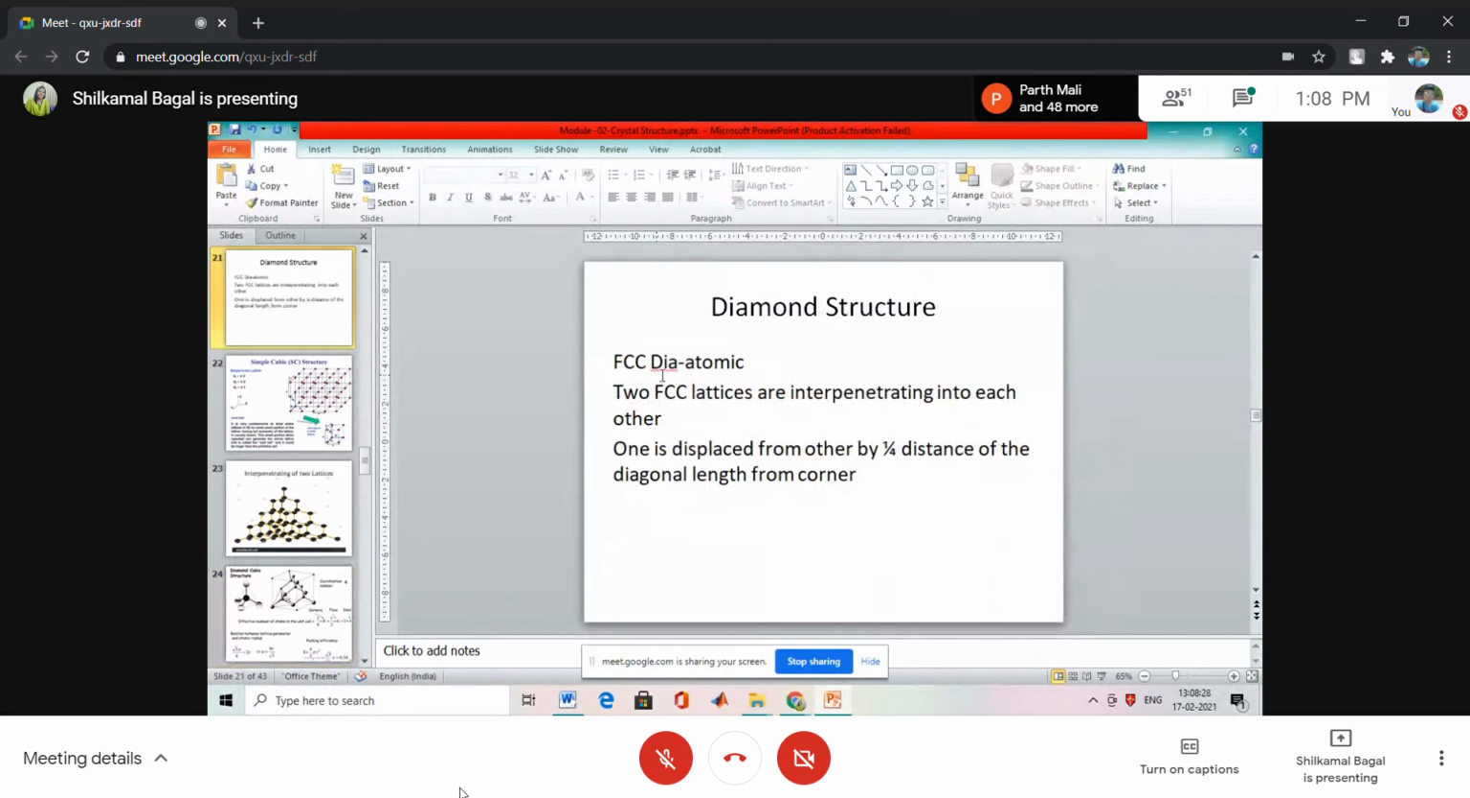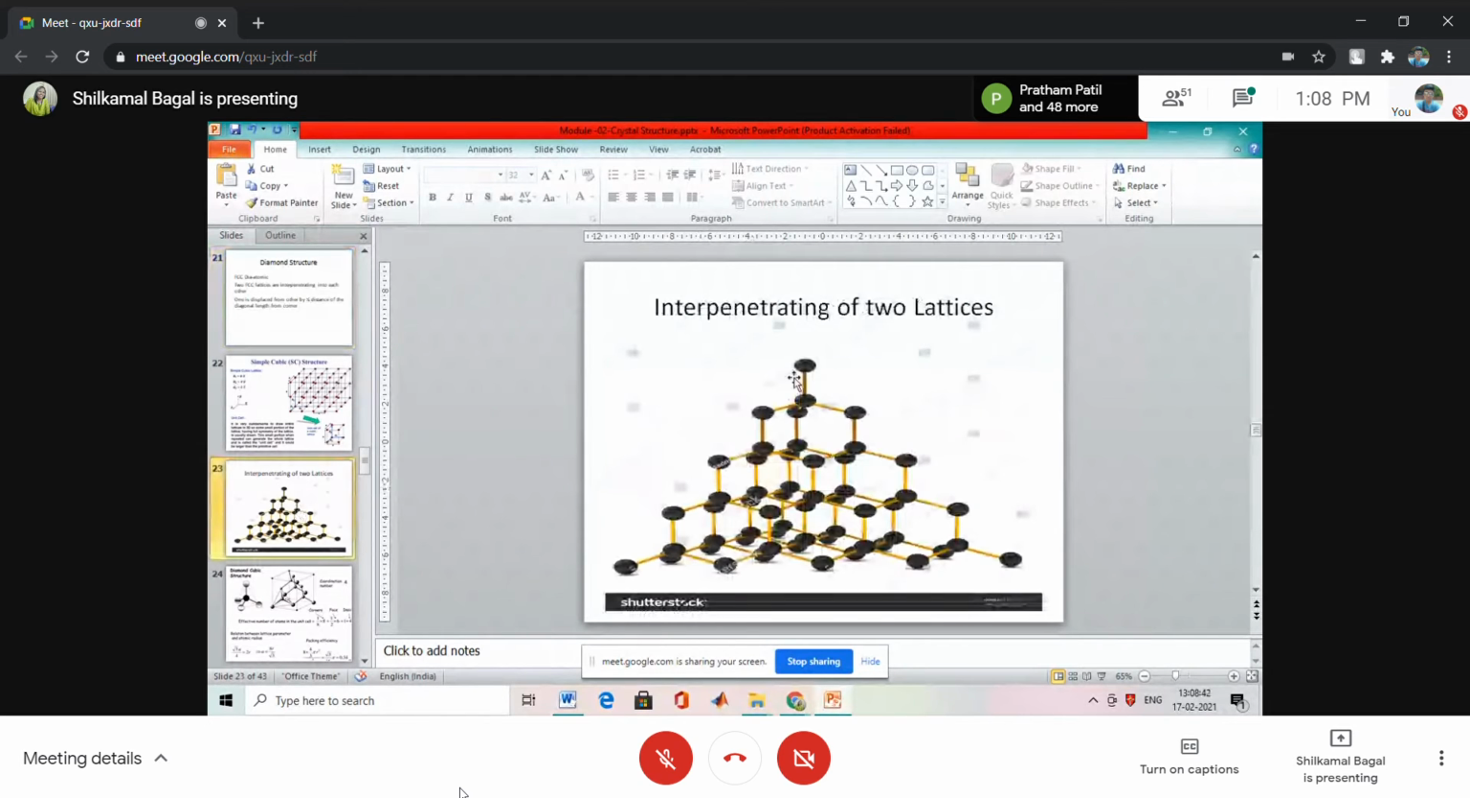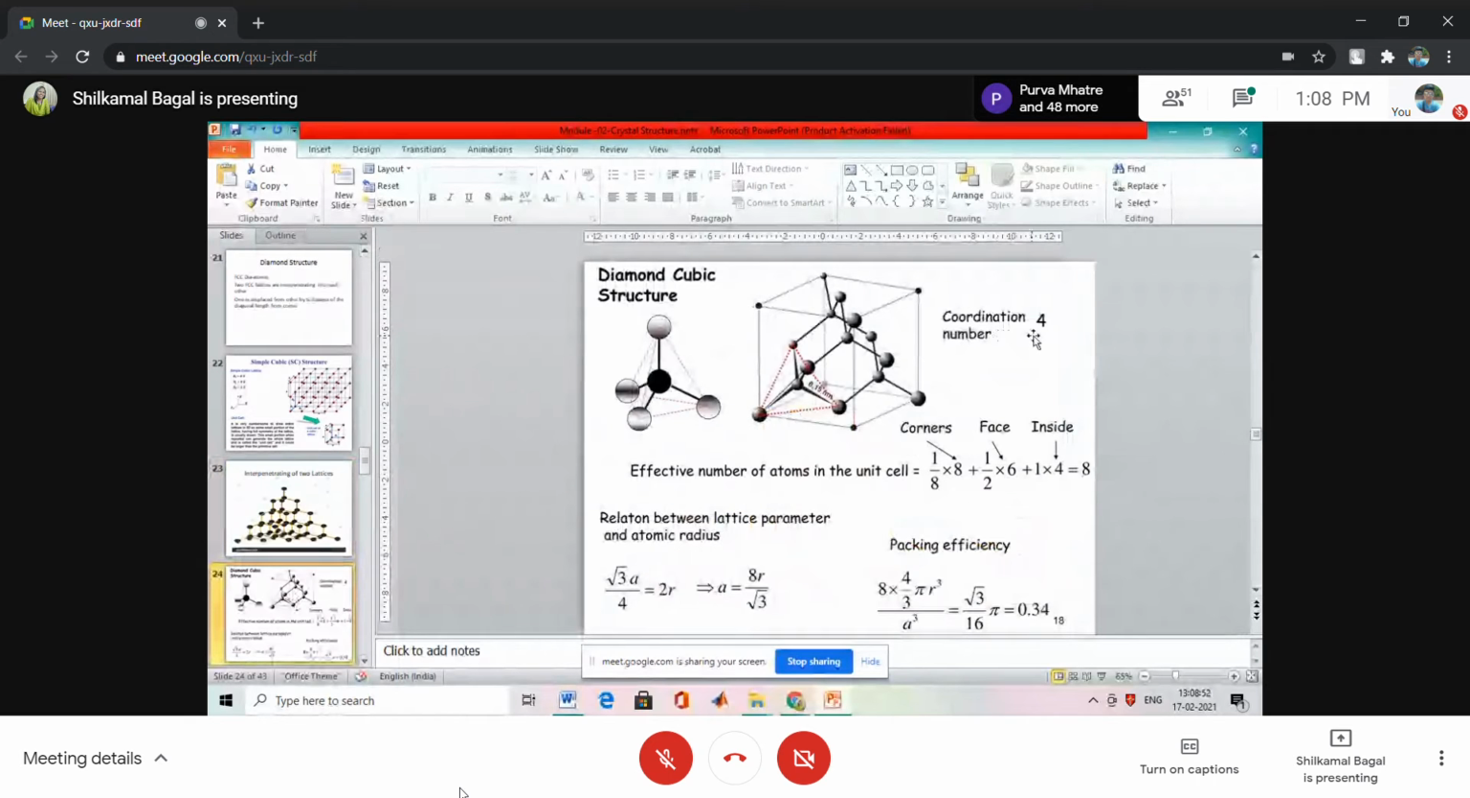It is an FCC diatomic structure. Two FCC lattices are interpenetrating into each other. One is displaced from the other by 1/4 distance of the diagonal length from the corner. This is the displacement of the unit cells from each other by 1/4 of the diagonal length. So the coordination number of diamond is 4. That is, every atom has 4 nearest neighbors, and with those neighboring atoms it makes covalent bonds. So coordination number is 4.